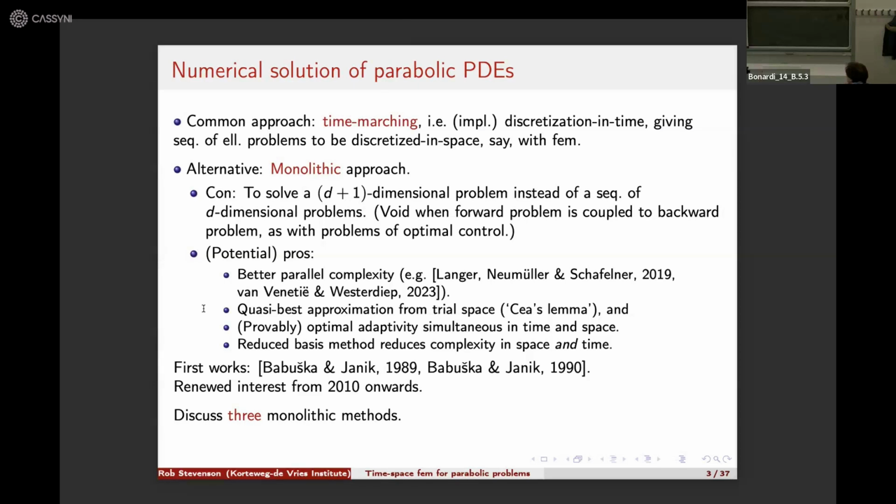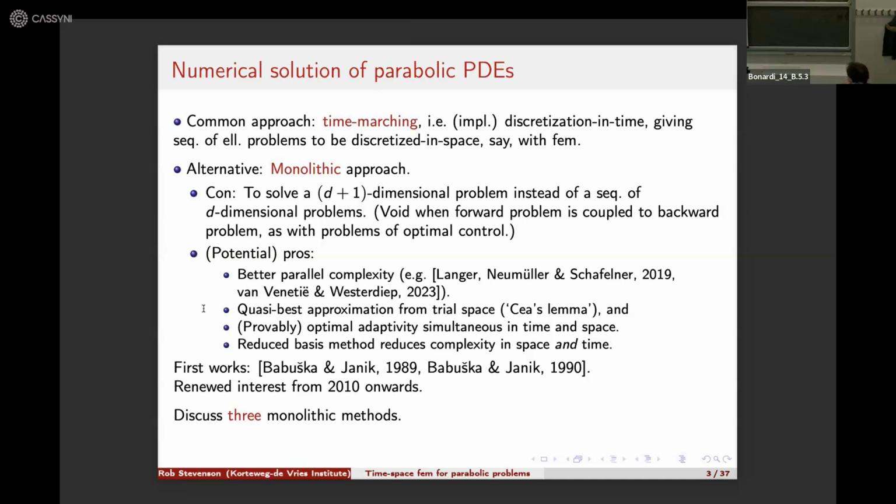There are also some pros. With the monolithic approach, you get a much better parallel complexity, and although I don't work in that, I think this is the main motivation for people to consider this approach. And you have an additional time dimension that you can use for parallelization. I know also that traditional time marching schemes can be parallelized to some extent with the parallel method from Monday and others, but the parallel complexity of this method is much better.